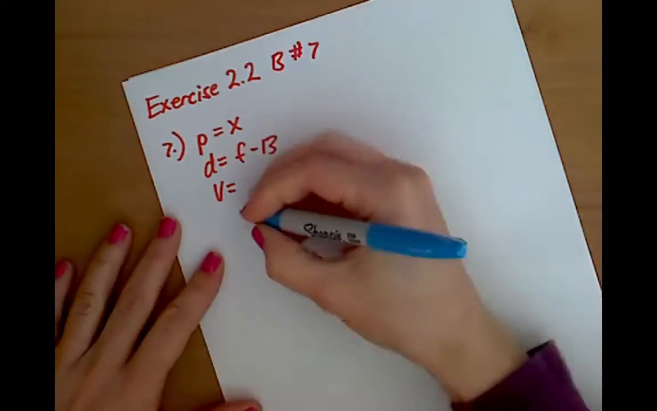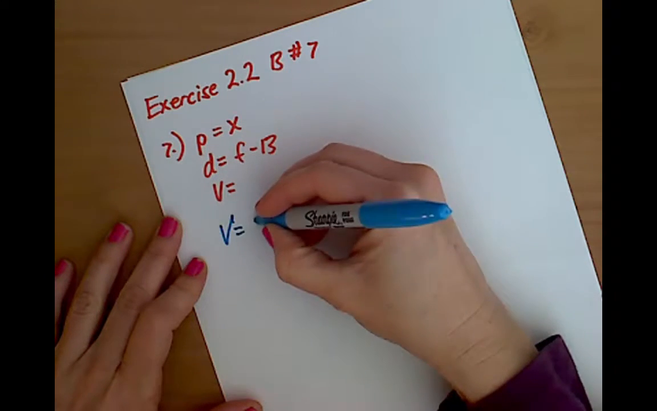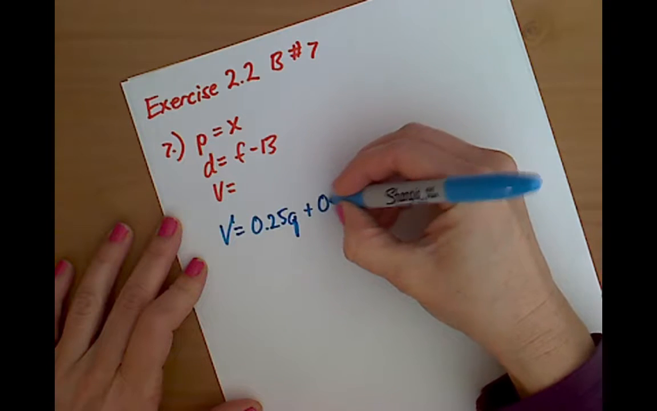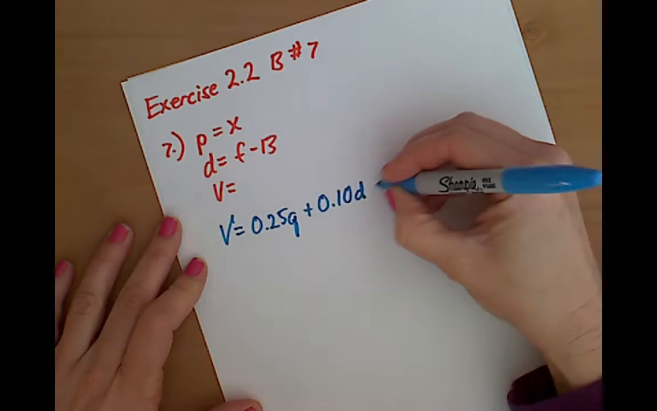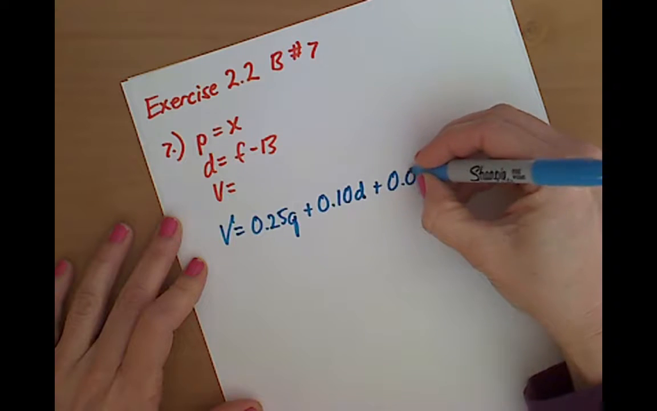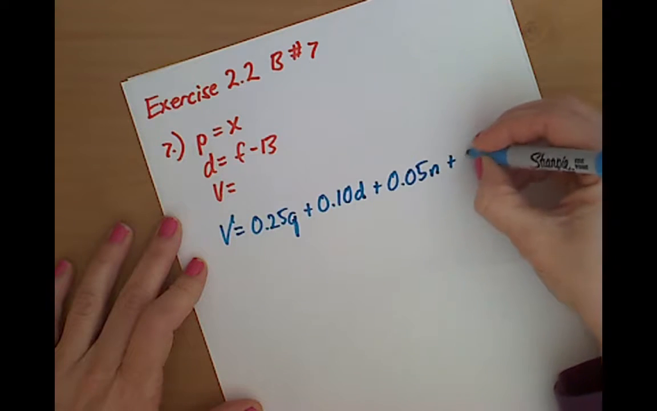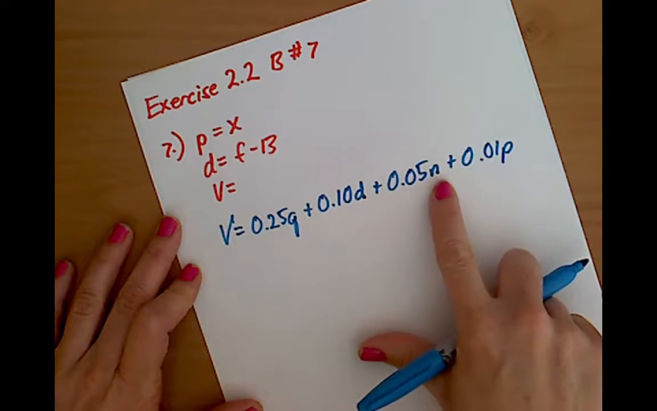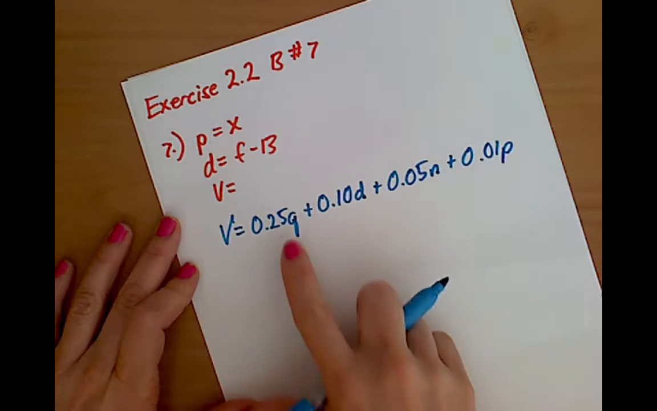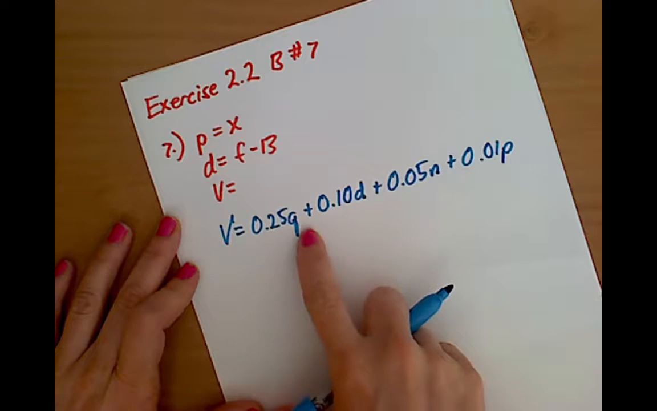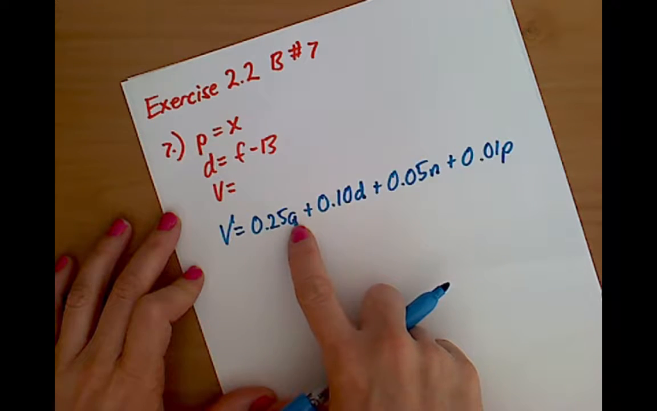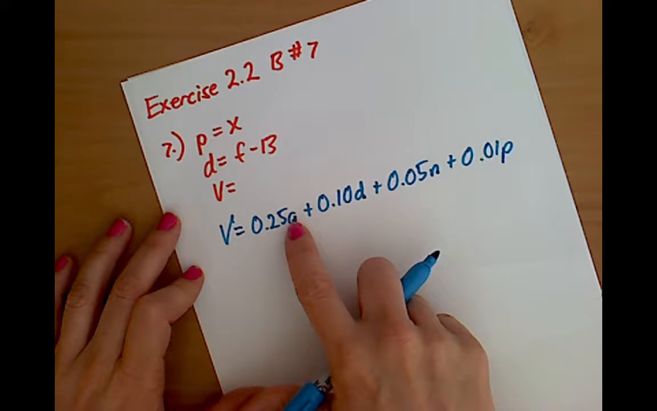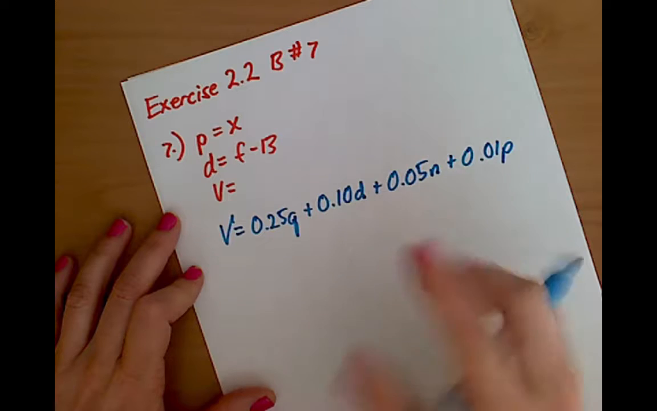V is equal to 0.25Q plus 0.10D plus 0.05N plus 0.01P. All right, and the Q stands for quarters, D stands for dimes, N for nickels, and P for pennies. And this makes sense because quarters are 25 cents. So if we had 2 quarters, we put 2 in here. 2 times 25 gives us 50 cents, right? If we had 3 quarters, we put 3 in there. 3 times 25 cents gives us 75 cents.